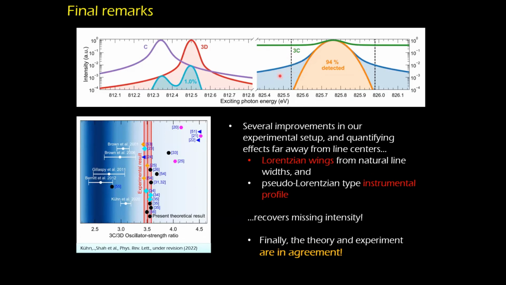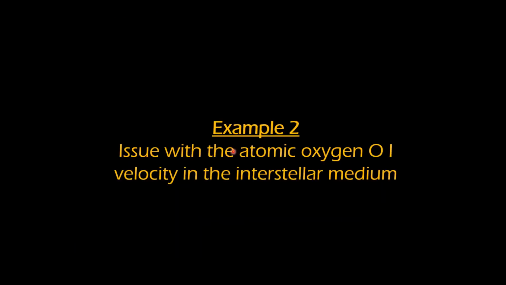And also there is a pseudo-Lorentzian type of instrumental profile. You model both things very well, and then you can recover the intensity. Once you recover those intensities, you take the line ratio of 3C and 3D, and finally theory and experiments are in agreement. I would give another example, but I will go very quickly now.